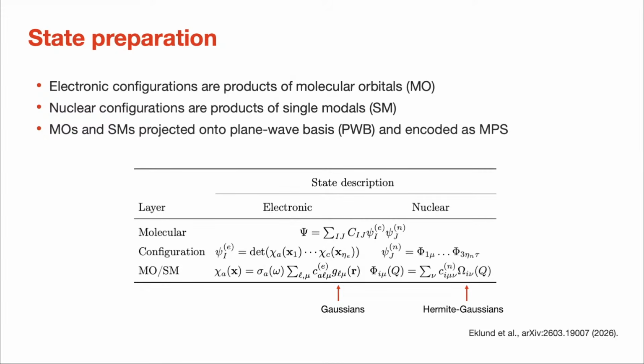So the idea is that the totally generic molecular wave function is some superposition of configurations of products of electronic and nuclear states. Each of the electronic states is a Slater determinant. Each of the nuclear states is a Hartree product of single modals. Each molecular orbital is a product of Gaussians in the normal way. Each of the nuclear wave functions is a superposition of Hermite Gaussians, and the point is that you have all of these coefficients at the bottom, and then we have a recipe for stitching them all together to prepare an arbitrary initial state.